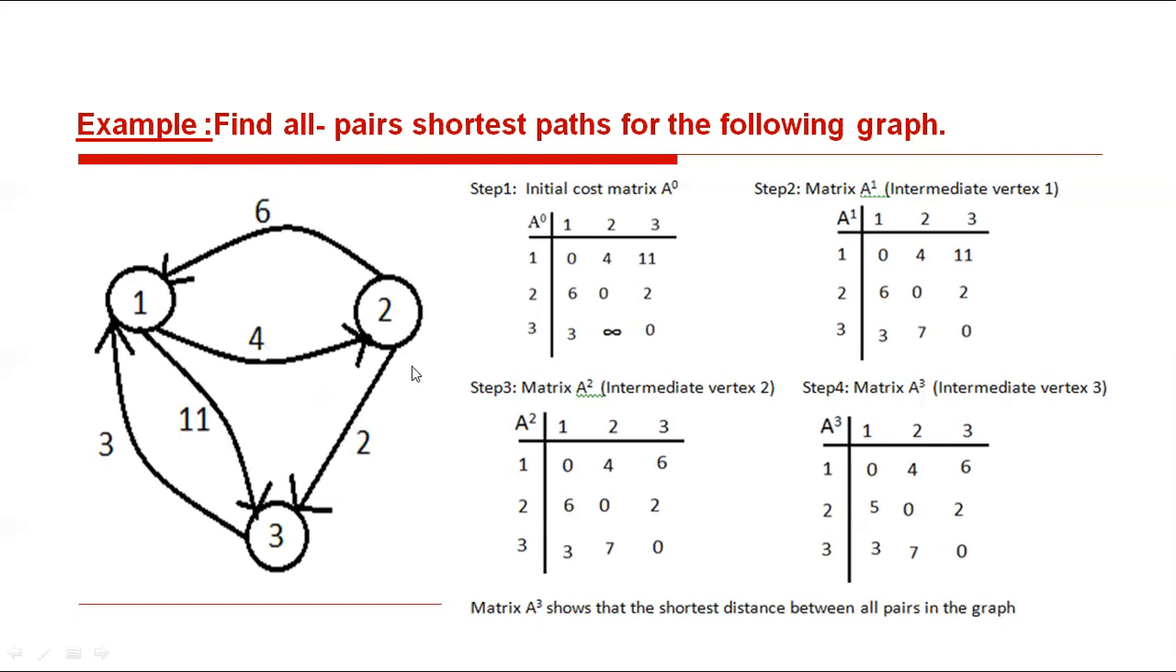4 plus 2, the cost is 6. Which is the less cost? This is the less cost. So whichever is less, we take that, less cost, that is 6. Clear? Then the next one is 6.